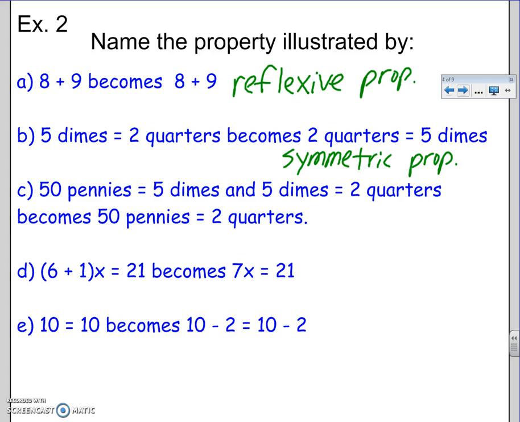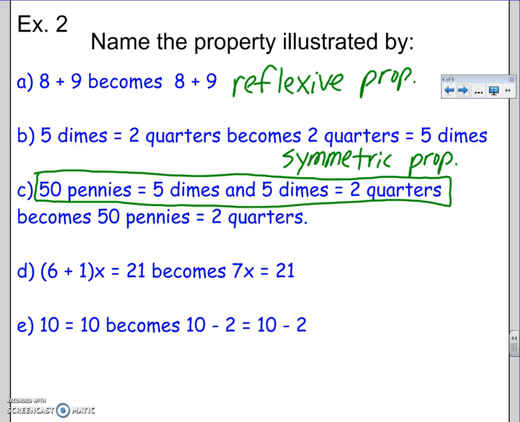This next one, 50 pennies equals 5 dimes and 5 dimes equals 2 quarters. Now this is 2 equations. All right, and there's a repeat in the middle, 5 dimes, 5 dimes. Well, it becomes 50 pennies equals 2 quarters. The dimes disappeared. When the middle disappears, that's called transitive property.